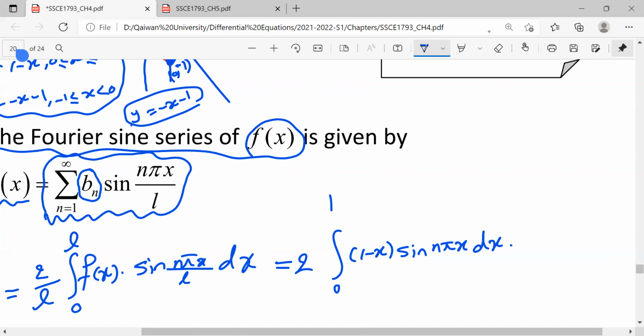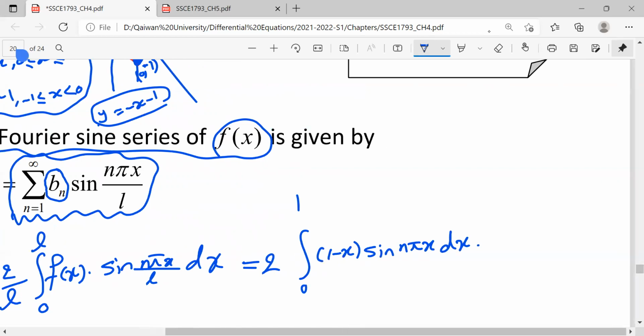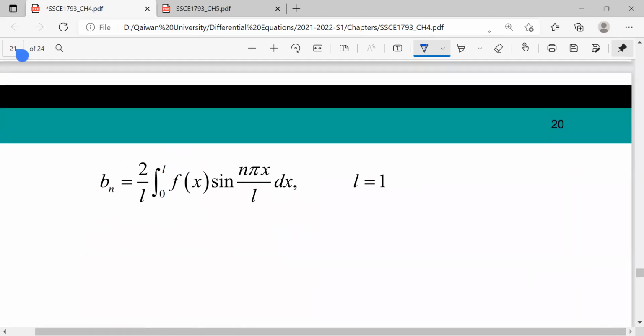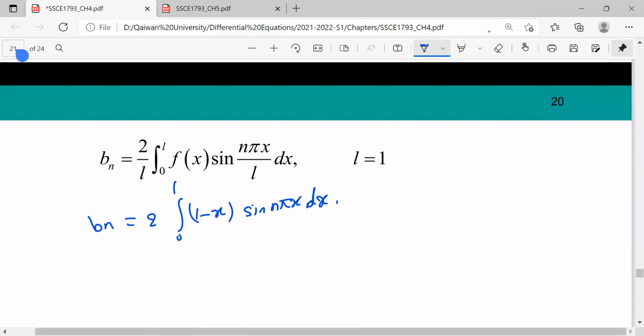Now we find this integration. Let me write it down here again. We say bn equals 2 times the integration from 0 to 1 of 1 minus x times sine n pi x dx. This integration can be done using integration by parts, or UDV. Here we use a short method for finding it.